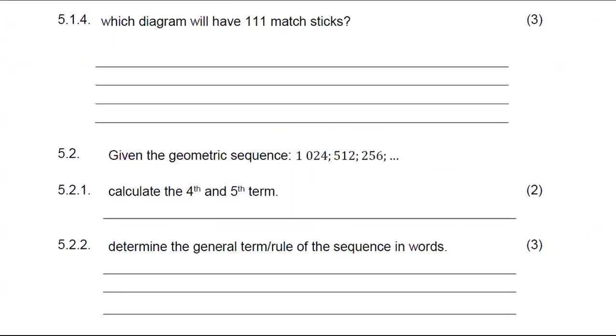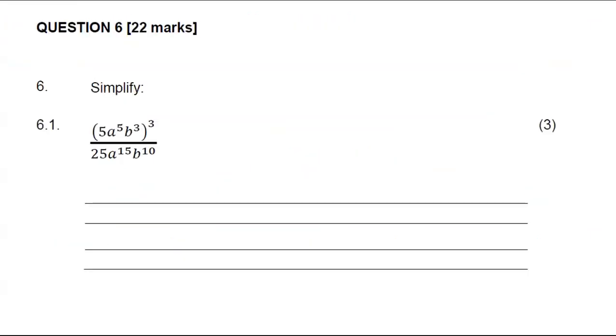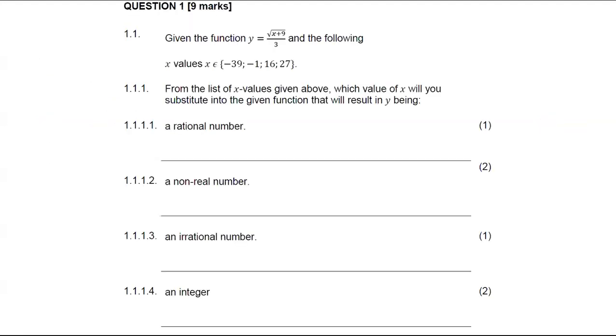Now, in each video, I will just be tackling each question. So you need to always come back to check the next video for the next question. I will start with question 1. In question 1, we are given the function where y is equal to the square root of x plus 9, all divided by 3. Now they gave us x values.